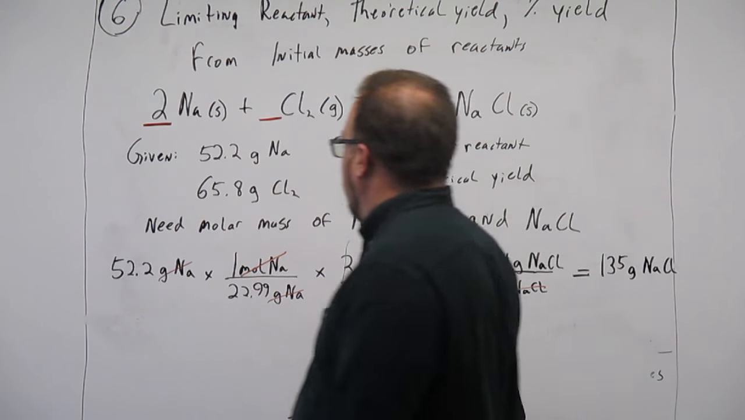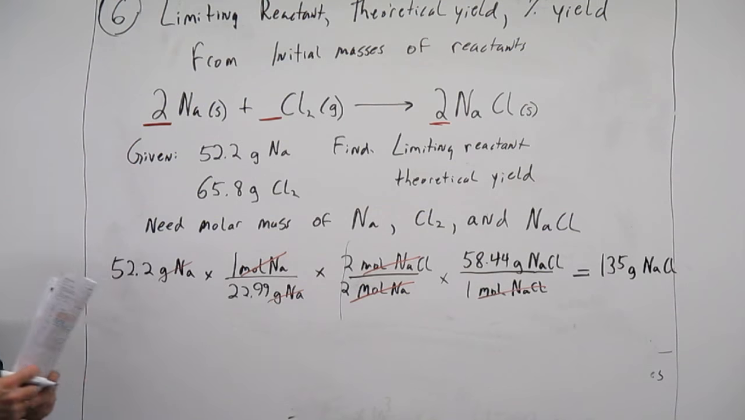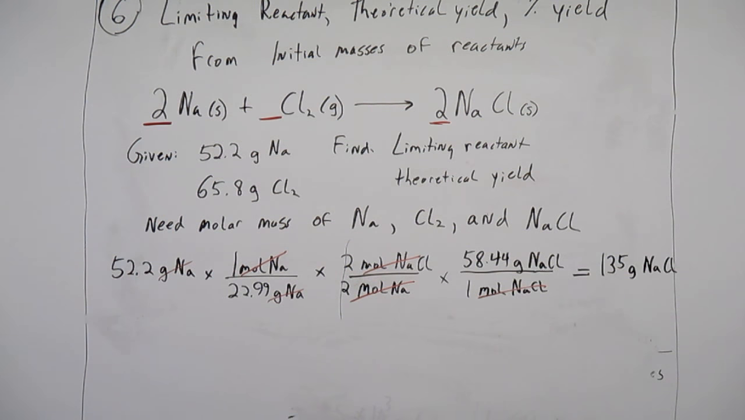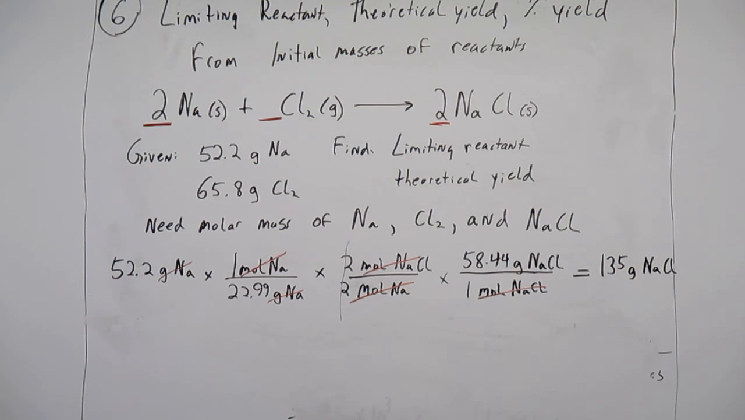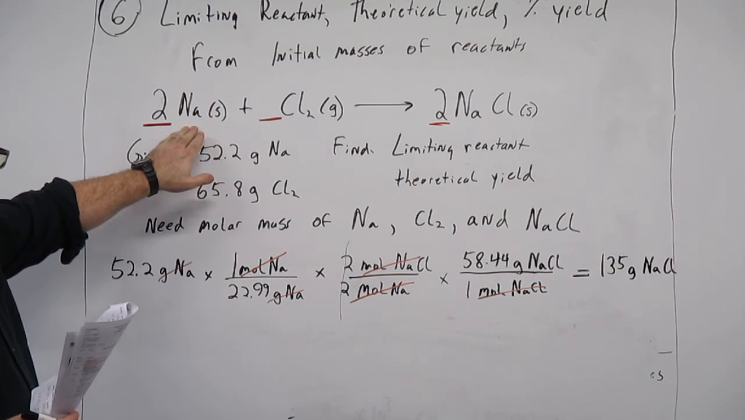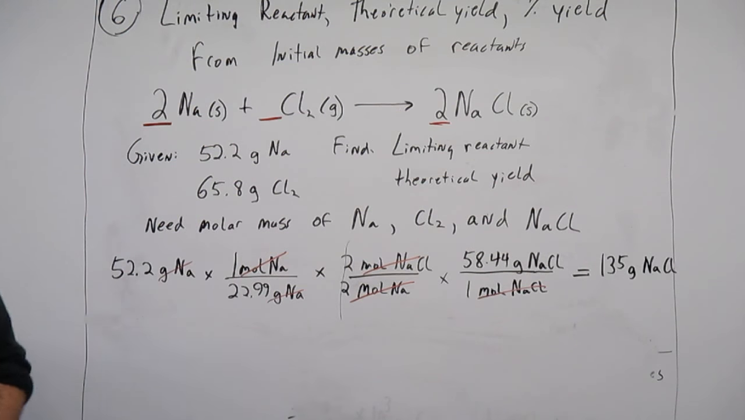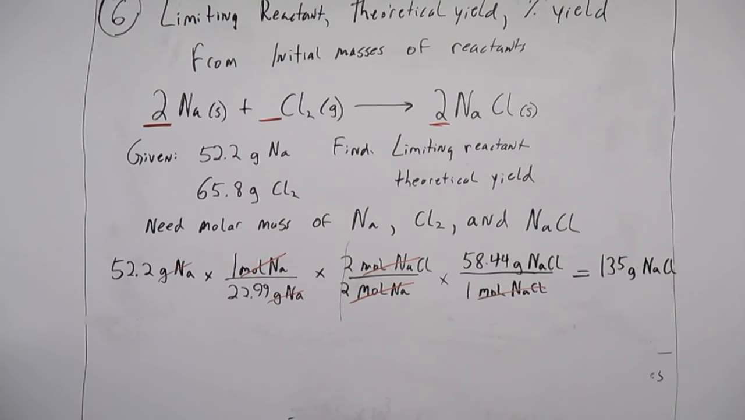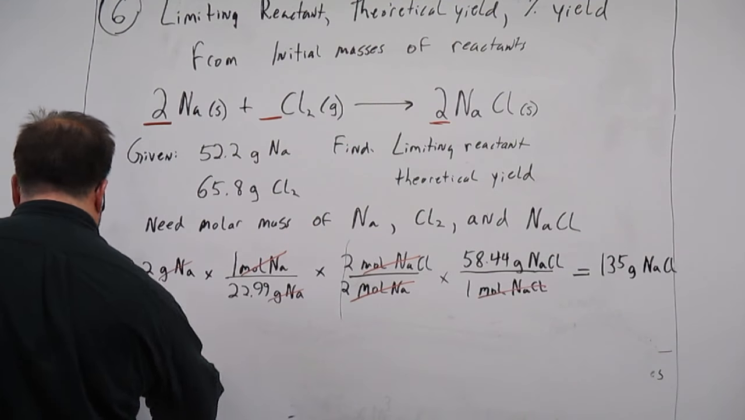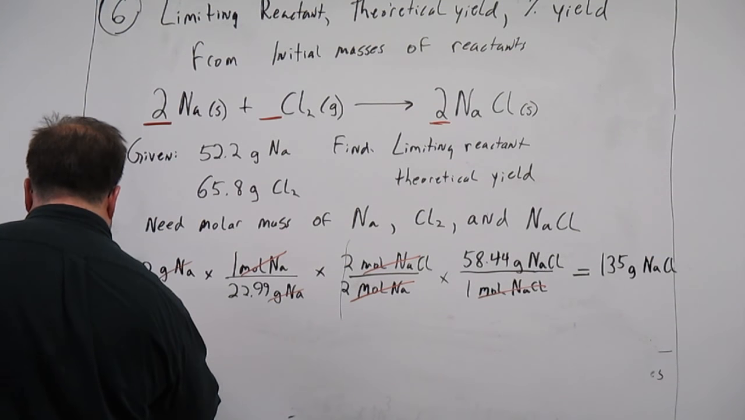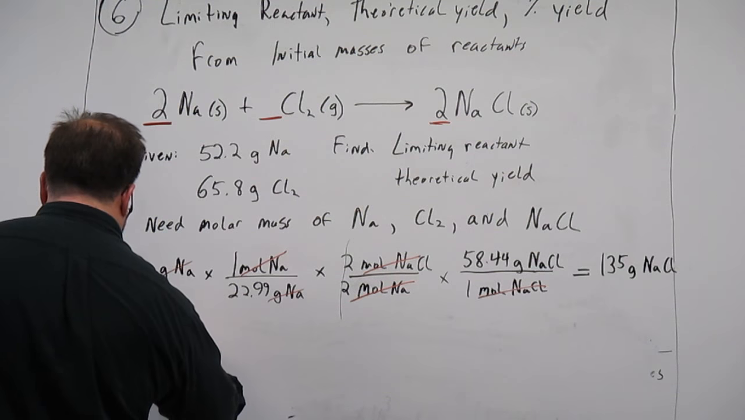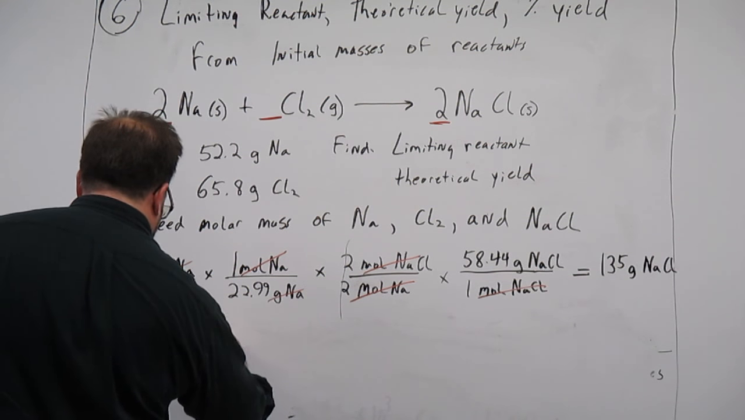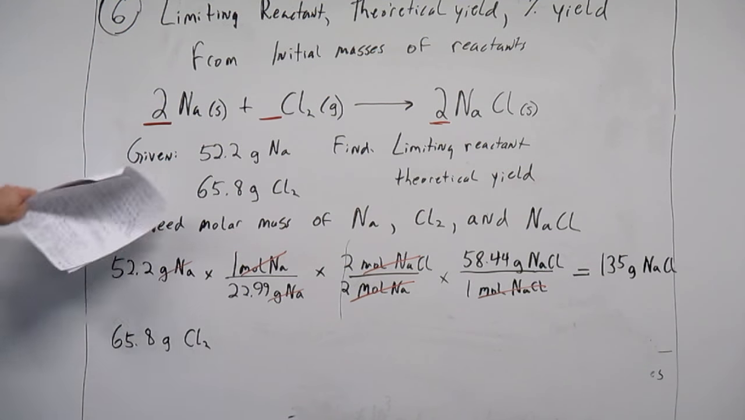Why am I doing all this? Remember, I have to find out what the limiting reactant is. Does this tell me what the limiting reactant is? No, because I've got two reactants. I've got sodium as one reactant, and I've got chlorine, which is the other reactant. So what do you think I'm going to do? I'm going to do the same process here for chlorine. I'll try to do it a little quick for you. I know it's not that exciting. So I've got 65.8 grams of Cl2, which is chlorine gas. That's the given that I'm given.